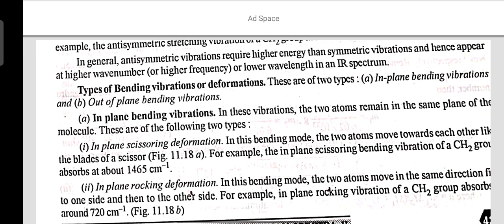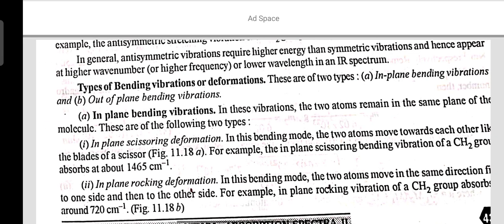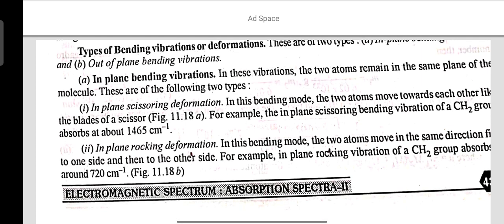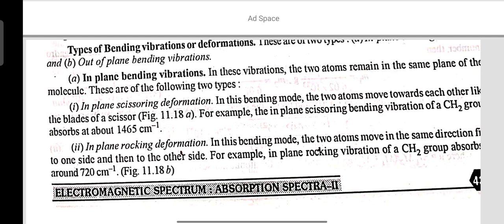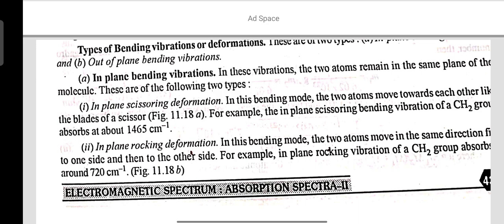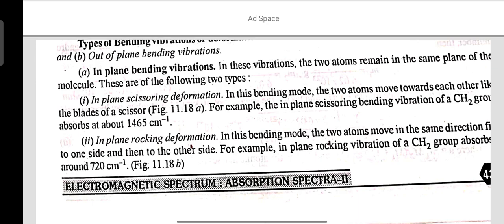In-plane bending: in these vibrations, the two atoms remain in the same plane of the molecule. These are of the following two types. In-plane scissoring deformation: in this bending mode, the two atoms move toward each other like the blades of a scissor. In-plane rocking deformation: in this bending mode, the two atoms move in the same direction to one side and then to the other side.